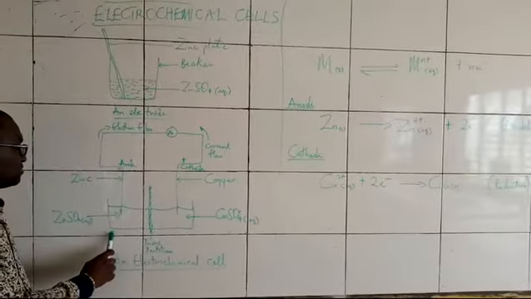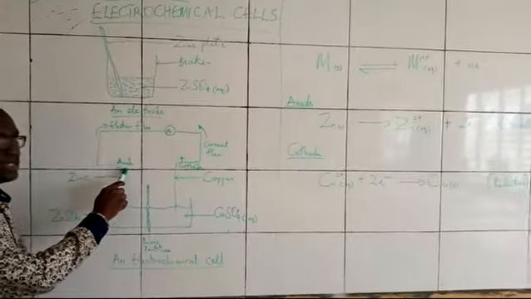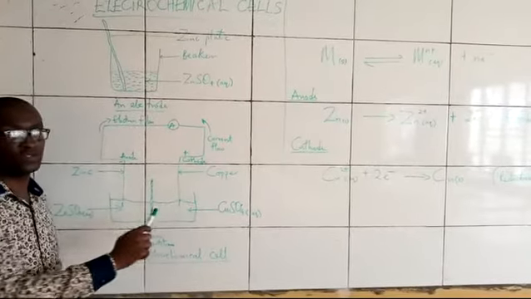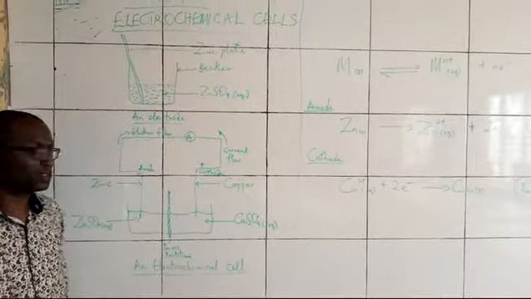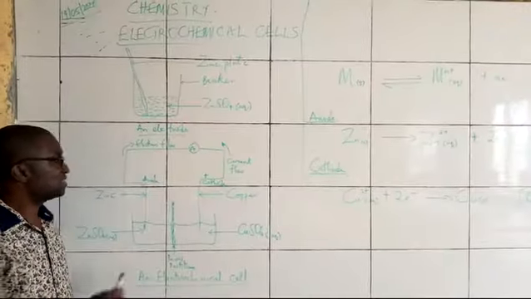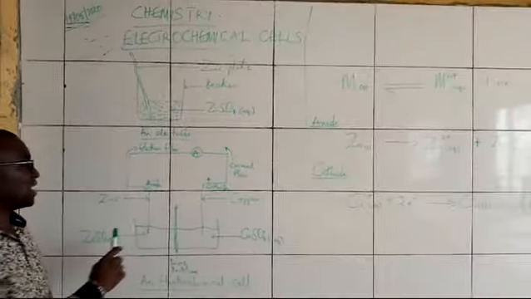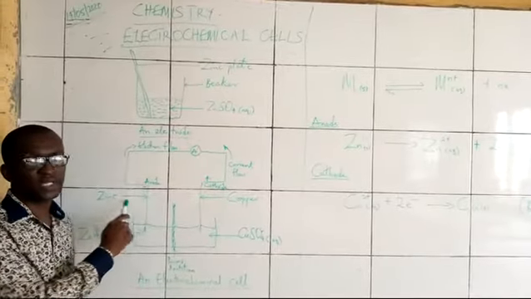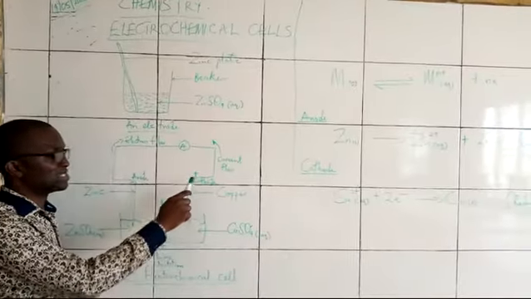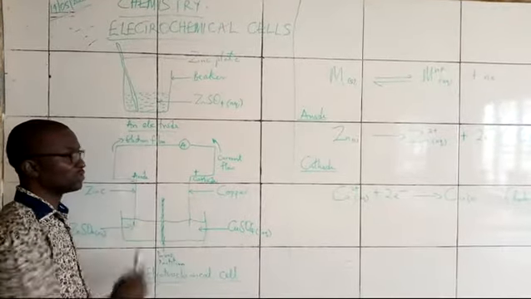The zinc half cell contains the zinc as the anode. The anode here is the negative electrode, while the cathode is the positive electrode. Remember that in our electrolytic cell, we have the anode as the positive electrode, but in an electrochemical cell, the anode is serving as the negative electrode. And the reaction taking place at the anode is an oxidation reaction, while at the cathode, the positive electrode here, we are going to have our reduction reaction.